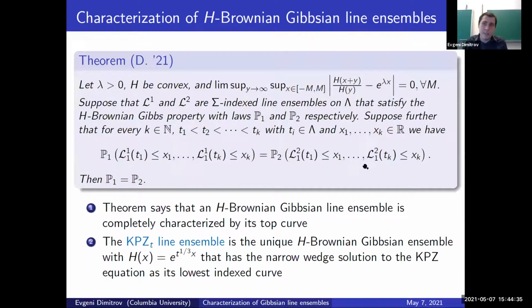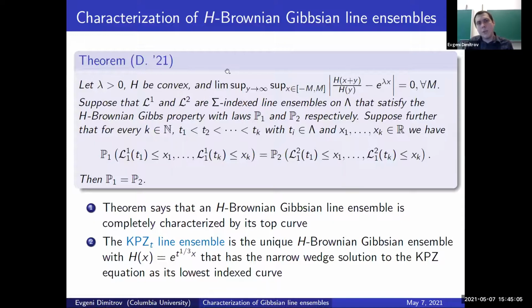And so that's the next theorem. So the statement is similar as before. So suppose you have two line ensembles L1 and L2, but now they both satisfy the H Brownian Gibbs property. And you again assume that the top curves, or the lowest index curve, of these two ensembles have the same finite dimensional distributions. And you can conclude that the laws of these ensembles are the same. And that's under certain conditions on the interaction Hamiltonian H. So we want this interaction Hamiltonian to be a convex function.